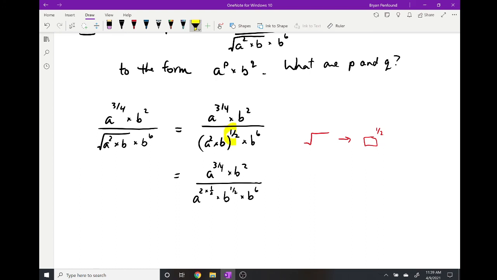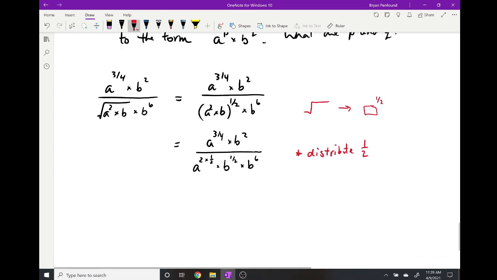In other words, I'm going to be taking this 1/2 and distributing it to both of the powers. So I distribute the 1/2 to the power of a, and I also distribute the 1/2 to the power of b. That's going to essentially enable us to remove the bracket. So the second step is distributing the 1/2 through the brackets.